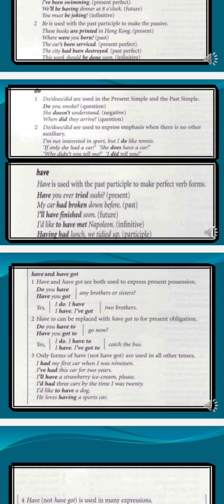Have is used with the past participle to make perfect verb forms. For example, have you ever tried sushi? In the present. My car had broken down before, in past. I'll have finished soon, in future. I'd like to have met Napoleon, in an infinitive. Having had lunch, we divided up, in participle.